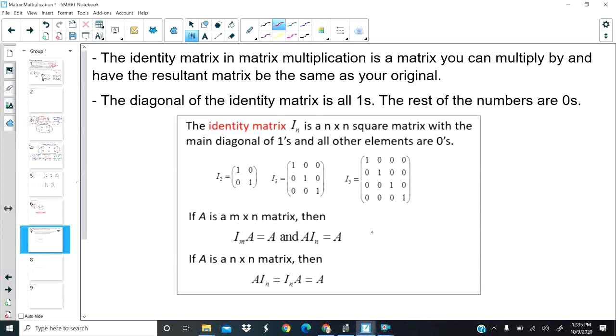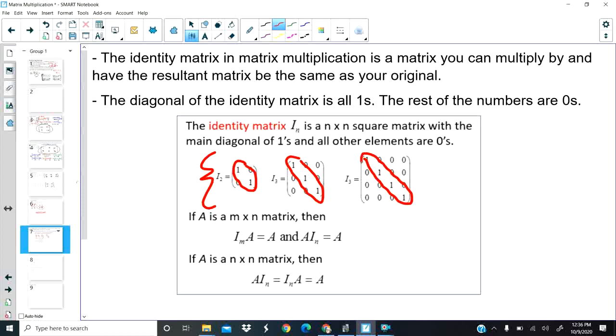So this is the last thing, so just hang on a little bit longer. There is something called the identity matrix, where in matrix multiplication, you can multiply by this matrix, and whatever your resultant matrix is, or your product, then that's going to be the same as whatever your original matrix was. So these are some examples of the identity matrix. Basically what happens is the diagonal is going to be all ones. And then any number that's not in the diagonal is just going to be a 0.